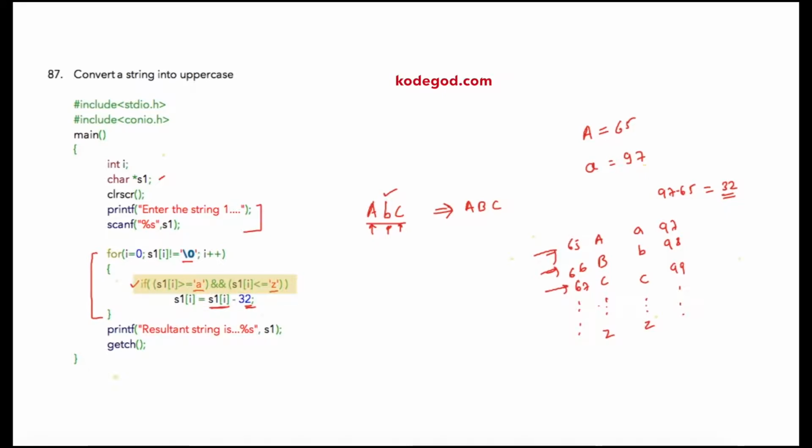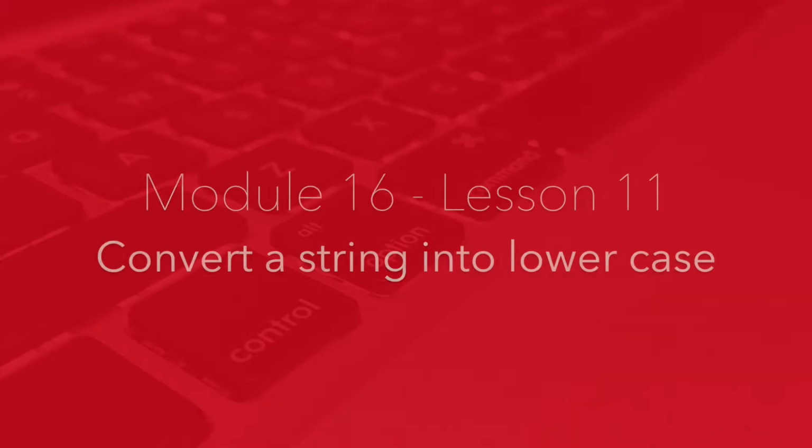So this condition will be executed only when we find a small character in the string, and we will convert it into an uppercase. This loop will be executed for all the values, and at the end of it, our resulting string will be printed as capital A, B, C.